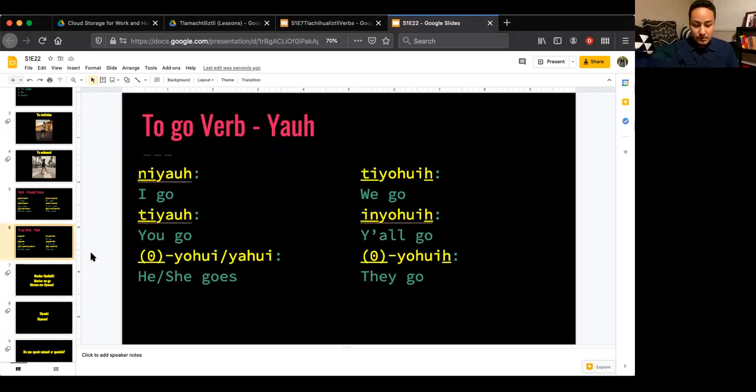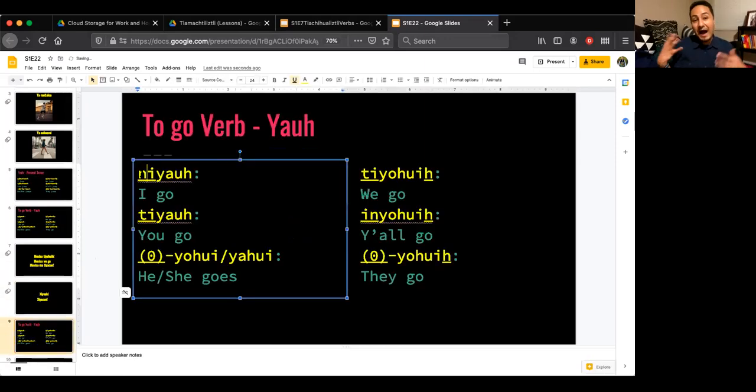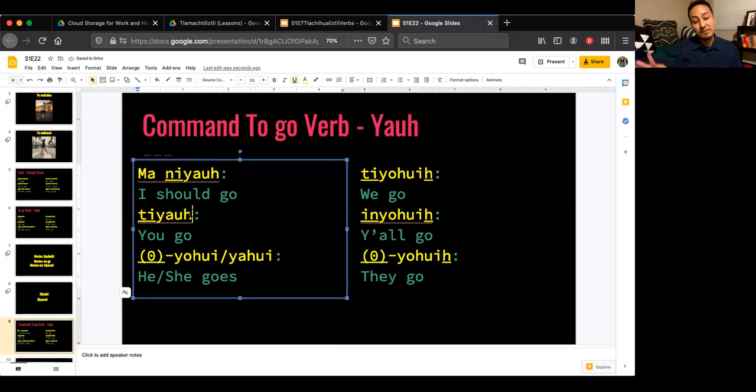Remember that I also taught you that there's commands that you can give to yourself or you can give to somebody else. These are pretty regular in Nahuatl. So if you want to say I should go, you would say manilla. Manilla, I should go, or may I go? Like in Spanish, que yo vaya o debo ir. So it is still pretty regular. If you want to tell somebody to go, of course it's shia, go as a command.